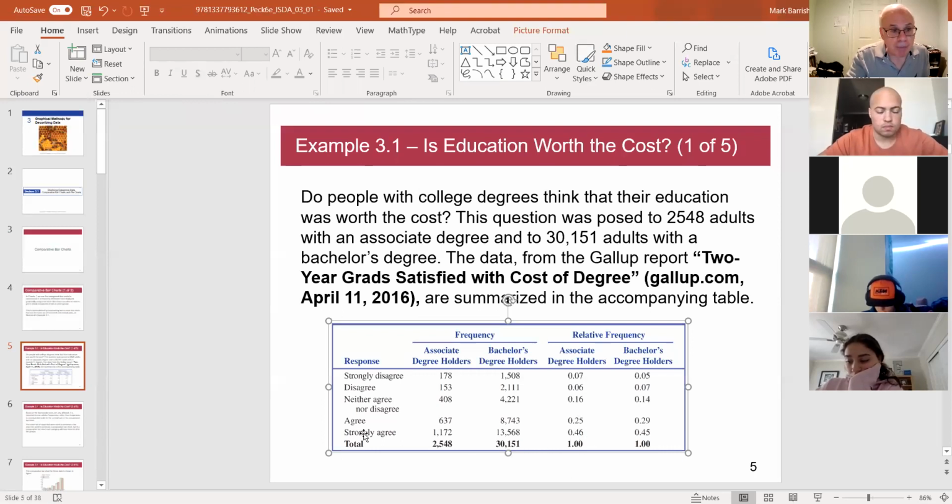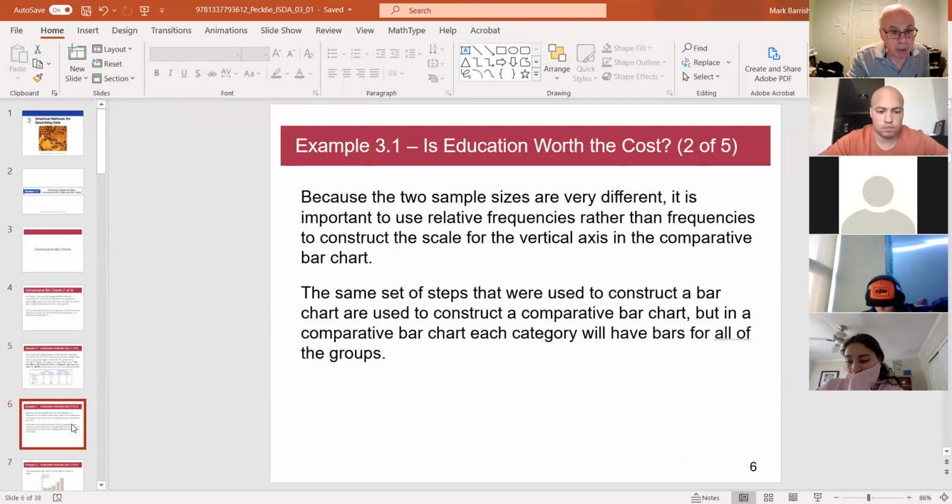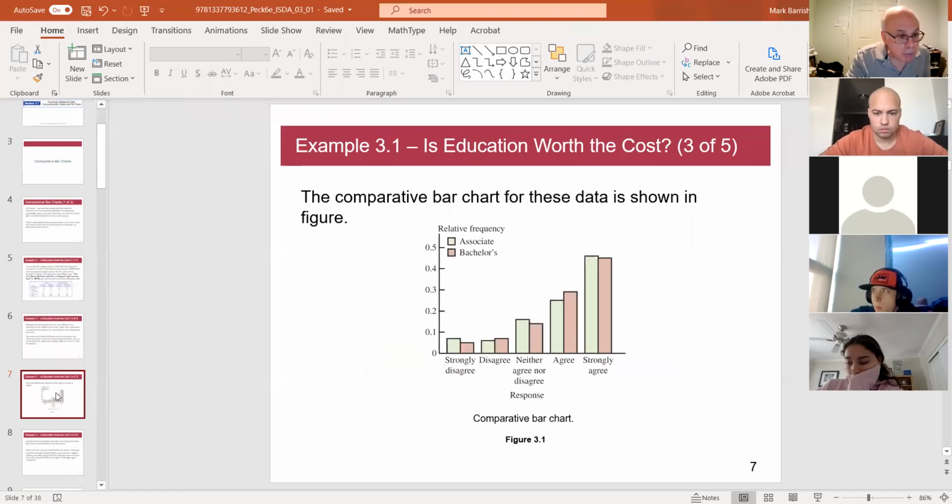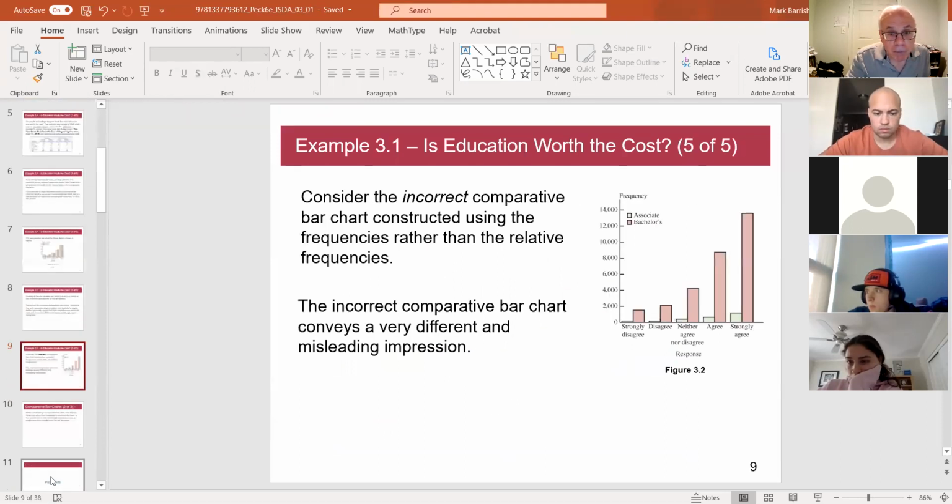Any questions about that? All right, and then it says here, because the two sample sizes are very different, it would probably not be fair to compare them with frequencies. What do I mean by that? What if we just looked at frequencies over here and we compared the two groups?